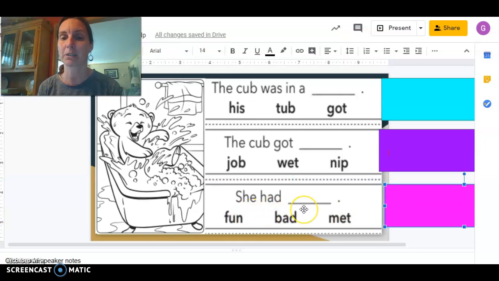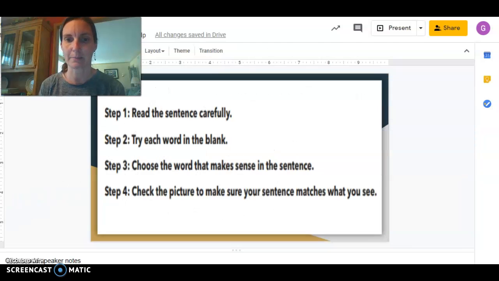She had blank. Here's your choices. Fun, bad, met. Try out your choices and think about which one makes sense. She had fun. Makes sense. And let's check in the picture. How can you tell the cub is having fun? She's got a big smile on her face. Nice job trying out those steps.